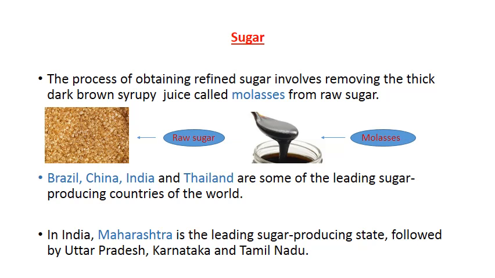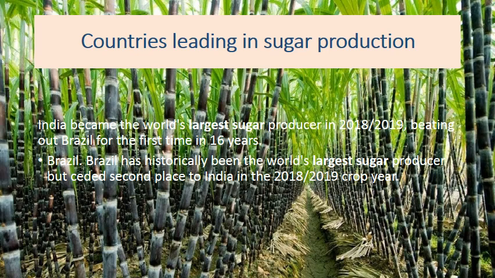Sugar refineries, however, may be located near markets where they can easily get raw sugar or near ports if they are using imported raw materials. Brazil, India, China, and Thailand are some of the leading sugar producing countries of the world. These countries are also among the leading producers of sugar cane.